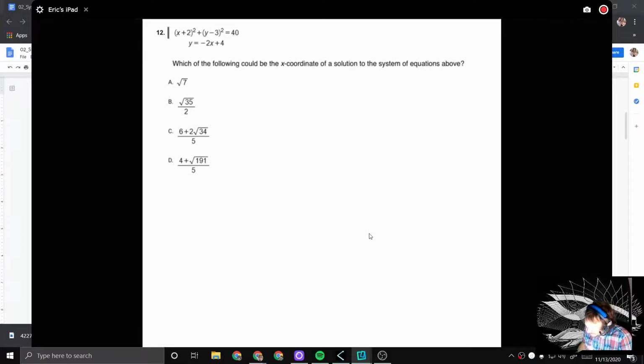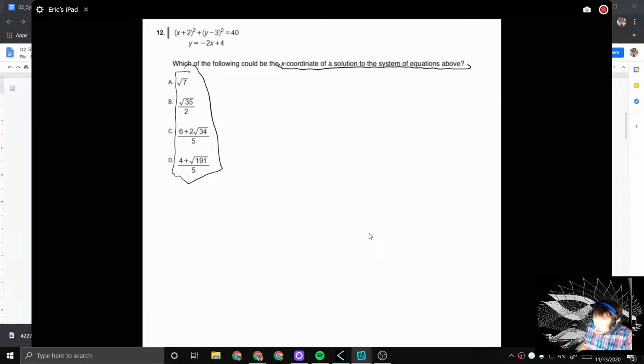Which of the following could be the x-coordinate of a solution to the system of equations above? Oh my, look at all this mess. I don't want to plug those in. On the other hand, well, I don't know.